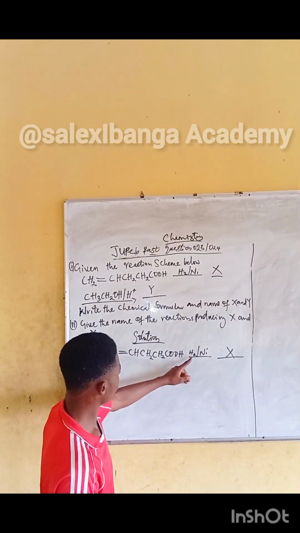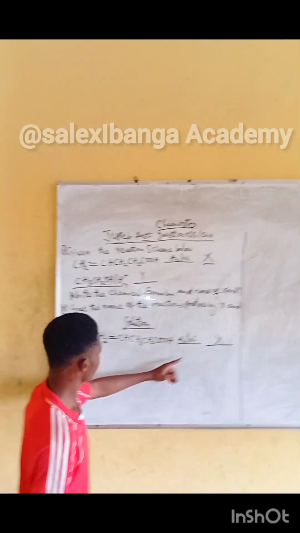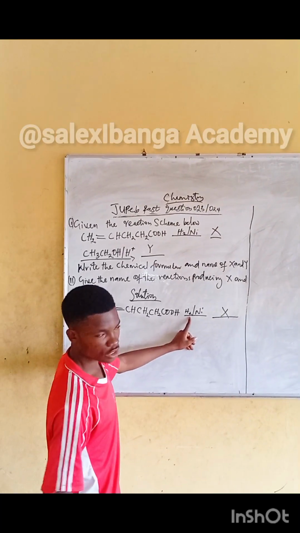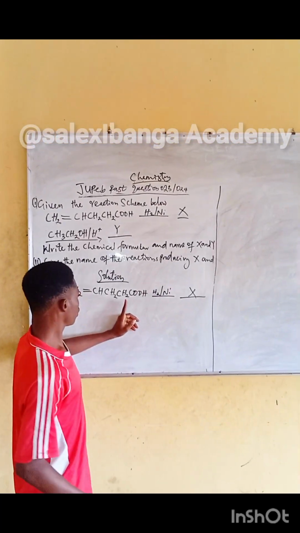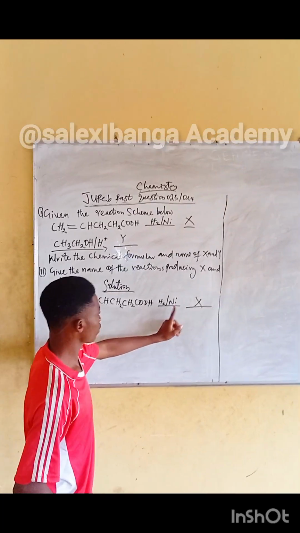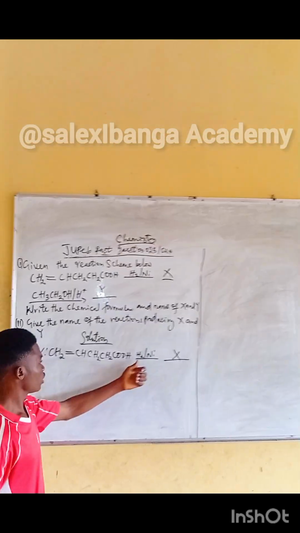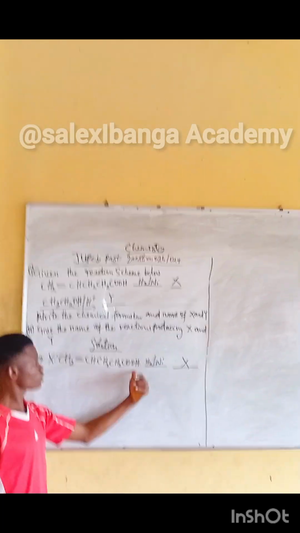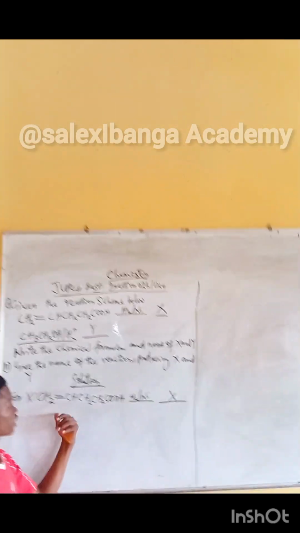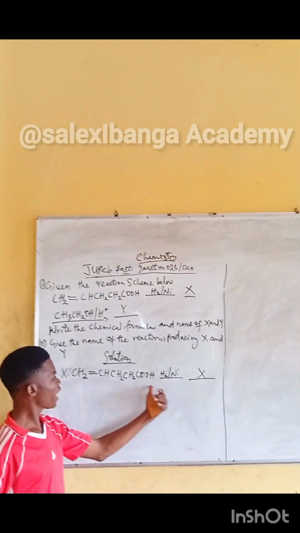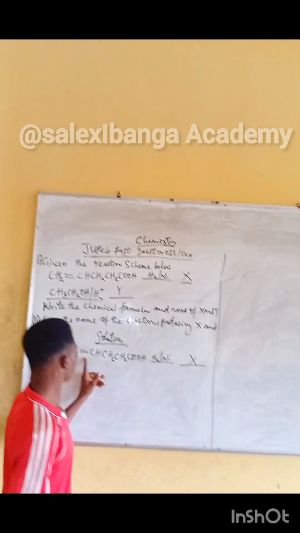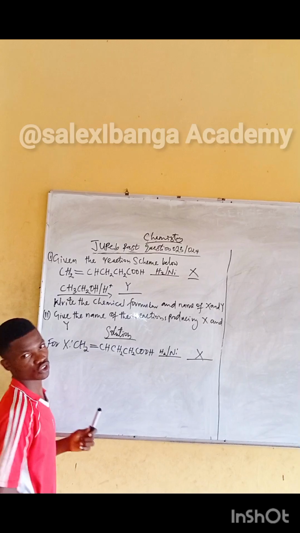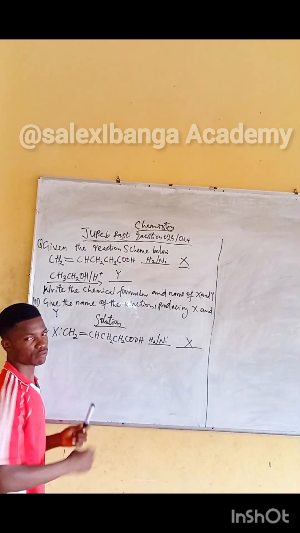So now for X, I told you here that this is a reagent used to obtain this compound. Here is hydrogen, and here is the double bond. Remember, the whole of this compound is classified under alkenes because of the presence of the double bond.